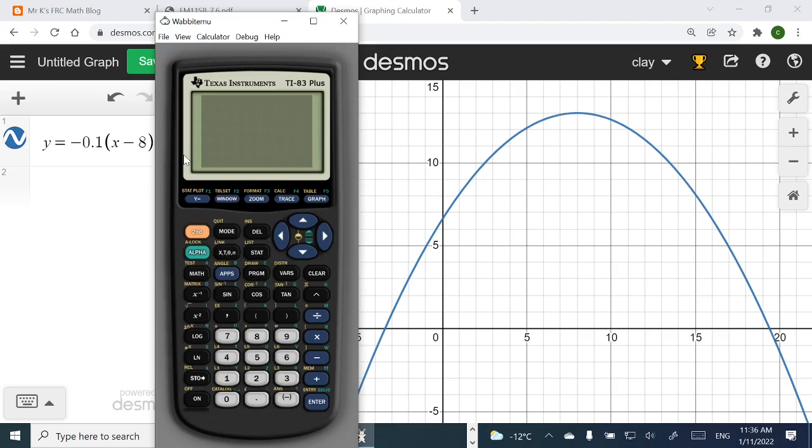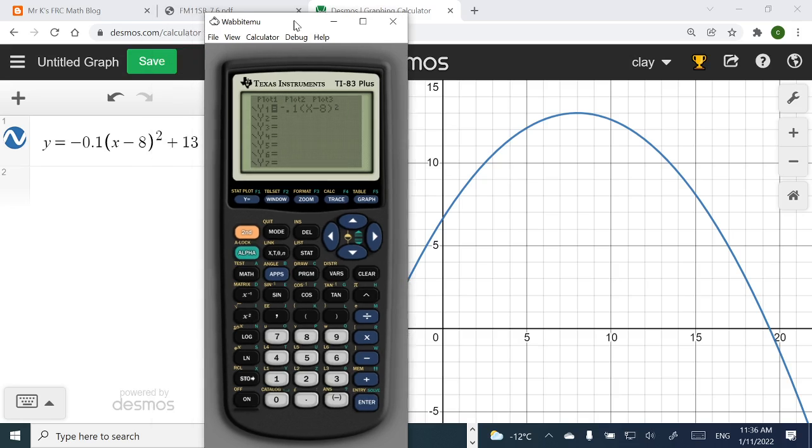So using a TI calculator, if I turn it on, I double check to make sure I'm not trying to graph stats and equations at the same time. Nope, stat plots are all off, that's good. So go to my y list, get rid of whatever's there before, and go y equals negative 0.1x, oh wait a minute, sorry. Back up: open a bracket, x minus 8, close brackets squared, and what was it again? Plus 13. And then graph it, and oh, my windows.